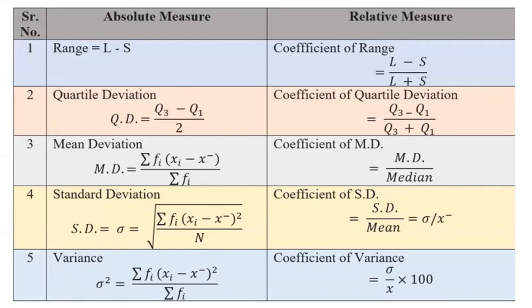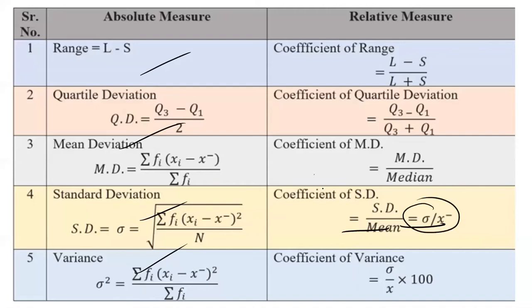Now, all those we discussed are absolute measures. Now we will deal with the relative measures. For coefficient of range, you just have largest minus smallest divided by largest plus smallest. In the case of quartile deviation, we have (Q3 minus Q1) divided by (Q3 plus Q1). Then coefficient of mean deviation is MD divided by median. Then coefficient of SD is SD divided by mean, which is sigma divided by X bar. This is represented symbolically here, and here it is mentioned in words. Okay.